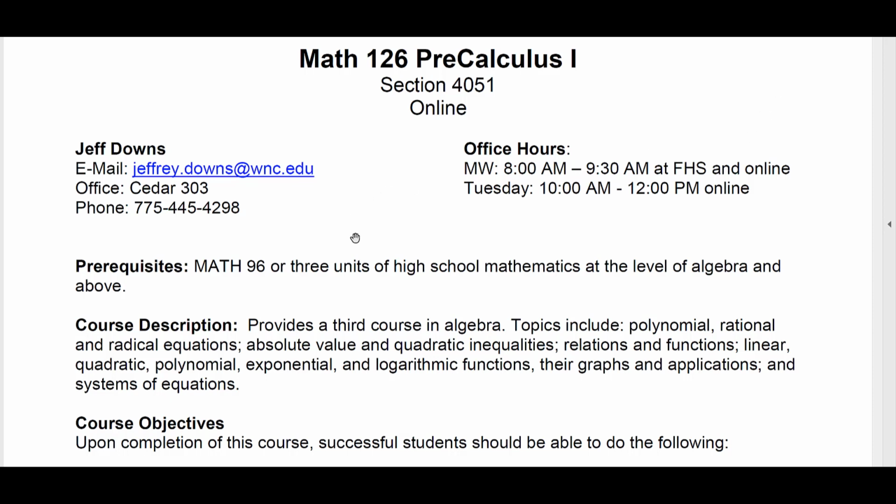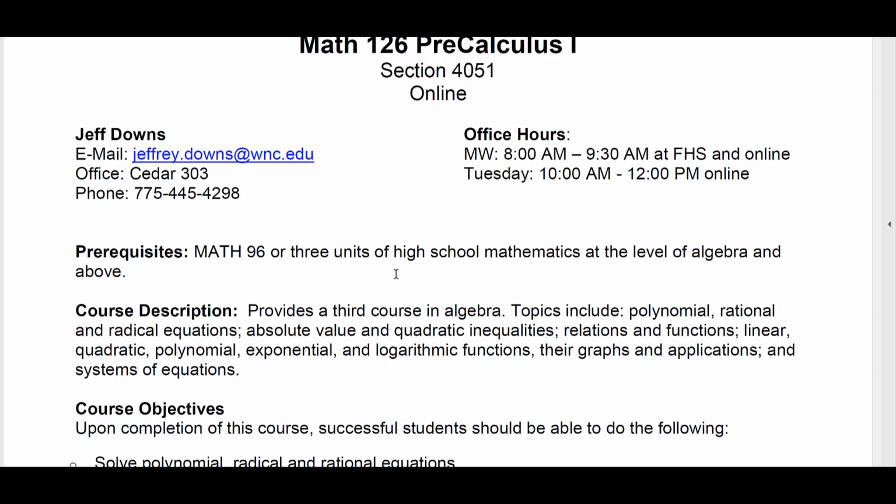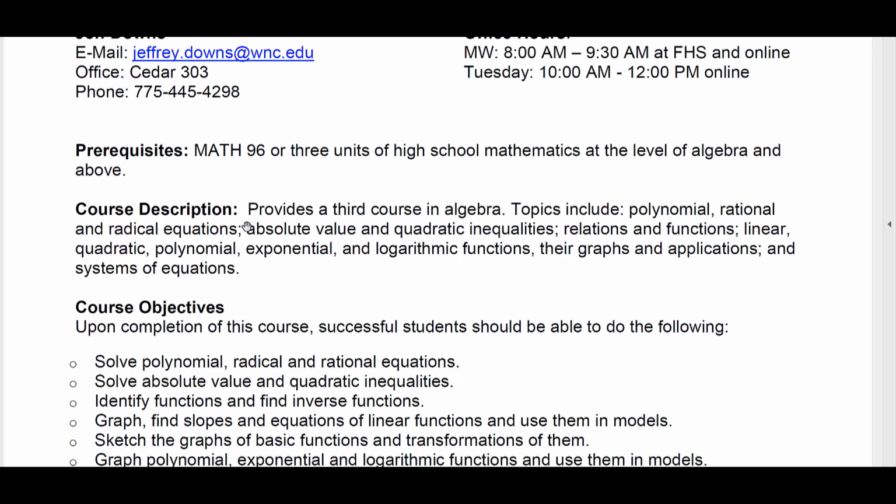Okay, prerequisites for the class: Math 96 or 3 units of high school mathematics at the level of algebra and above. Course description provides a third course in algebra. Topics include polynomial, rational and radical equations, absolute value and quadratic inequalities, relations and functions, linear, quadratic, polynomial, exponential, and logarithmic functions and their graphs, and applications and systems of equations.